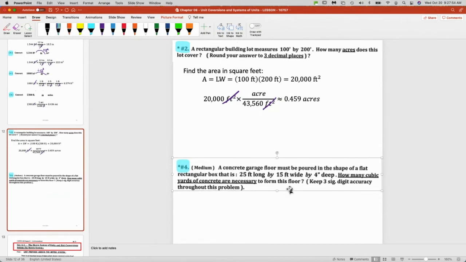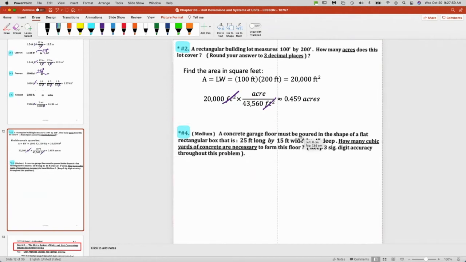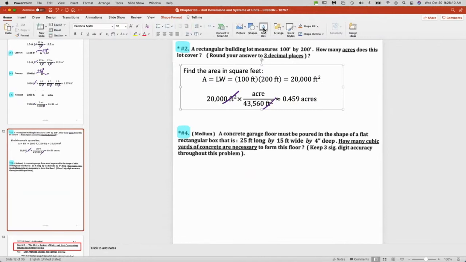Anyway, here's a question involving a volume. Hopefully nothing too dangerous. So it says here that a concrete garage floor must be poured into the shape of a flat rectangular box that is 25 by 15, that's feet by feet, and then we have 4 inches deep. So there's a mixture of units here.